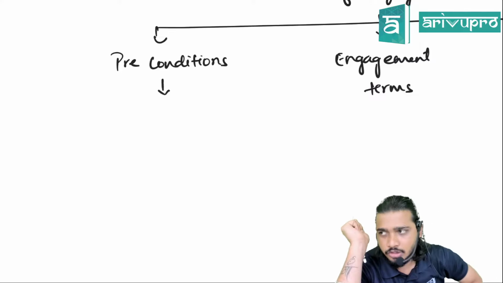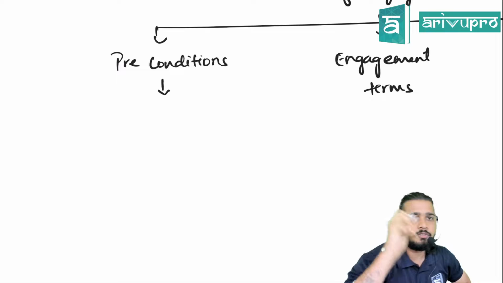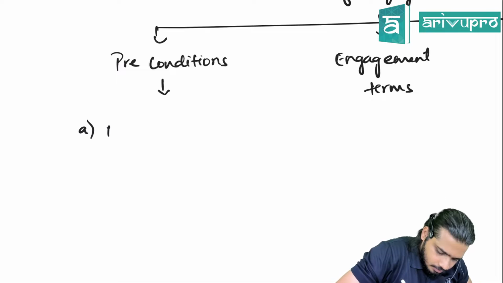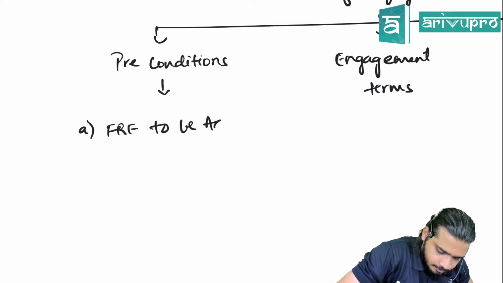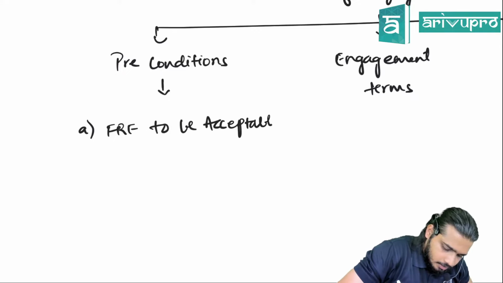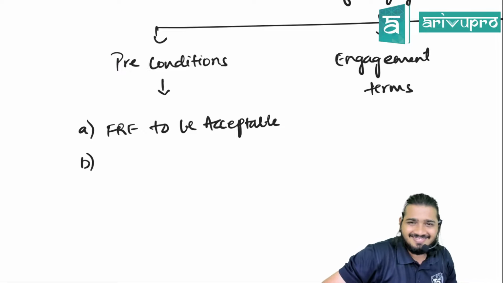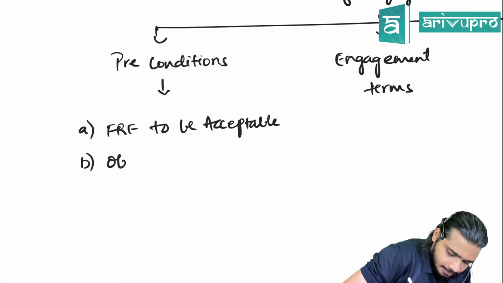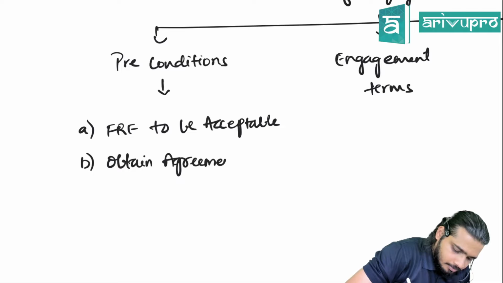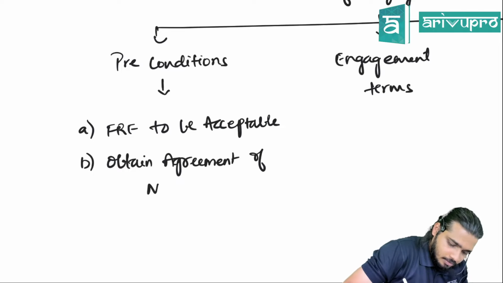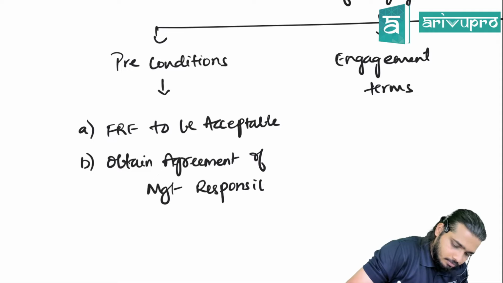Okay. Don't just copy. What is precondition? What are the preconditions we have discussed? First, AFRF to be acceptable. Second one, obtain agreement of management responsibilities. Correct? In this we have 3, no?